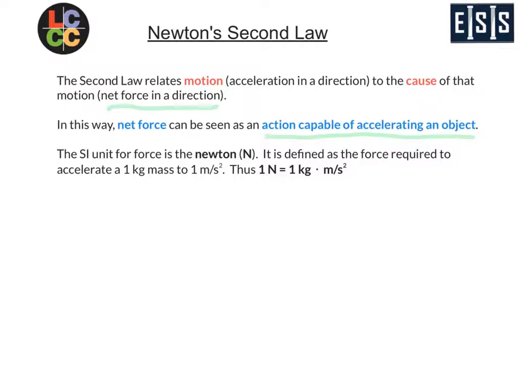Now, just finally here, the SI unit for force is the Newton, and we normally represent that with a capital N. And the Newton is defined as the force required to accelerate a 1 kilogram mass at 1 meter per second squared of acceleration. So 1 Newton equals 1 kilogram meter per second squared. And you often will utilize that when you work problems.